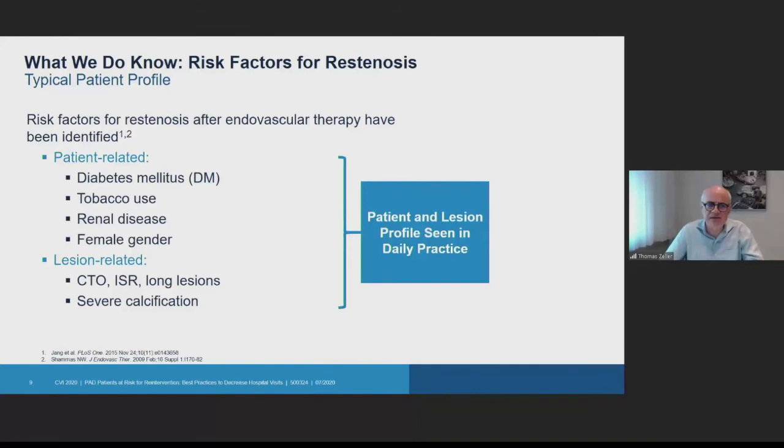Basically, we have some patient-related and lesion-related predictors, which we believe may predict high risk for restenosis, which is, for example, diabetes mellitus and renal disease as patient-related. And of course, lesion-related, it's long lesions, it's ISR, it's severe calcification.